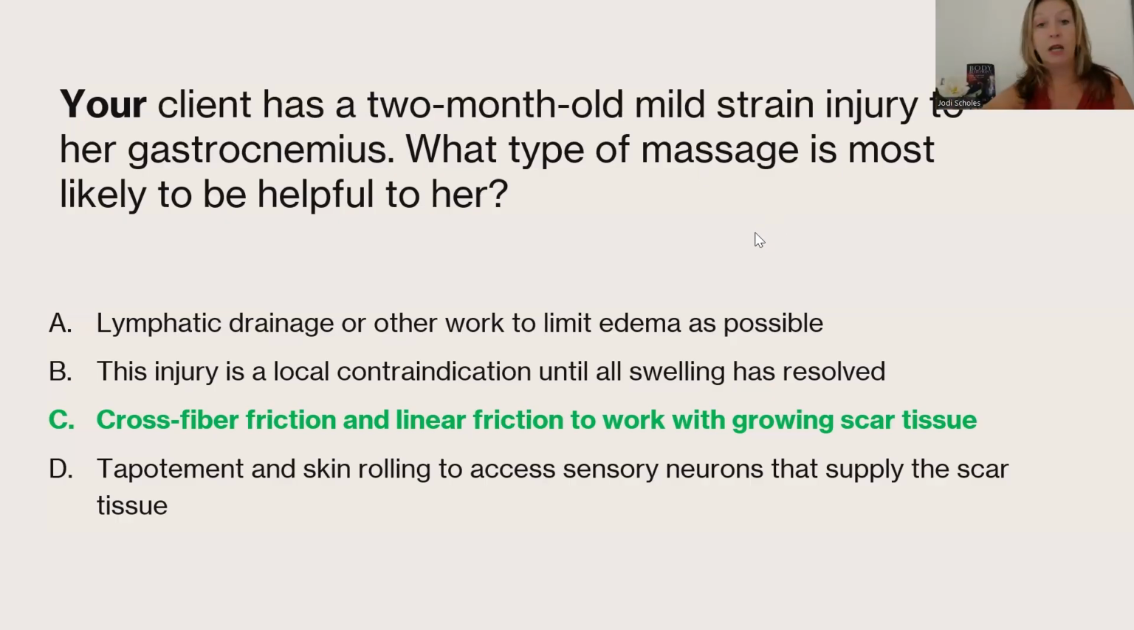Cool. Yep. And I would just add that a key part of the stem is that it's a 2 month old mild strain. If it were a 2 week old moderate strain, our answers might look a little different. I would have given you some different options in any case.